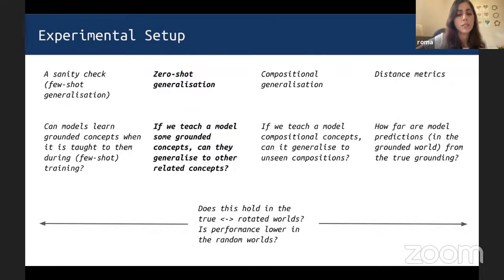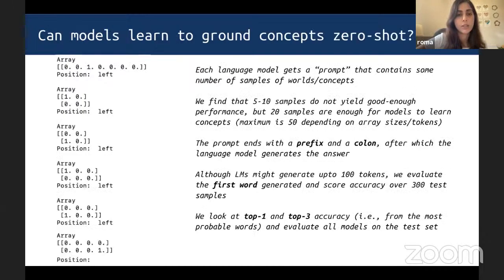The second thing, which is more interesting, is zero-shot generalization, which is here, if we teach a model some grounded concepts, for example, don't ever show it what it means to be right, but show it what it means to be left. Can models do this? So for example, as we see on the left here, we give models arrays that contain only positions of ones that were on the left side. And then finally, at test time, as you see in the bottommost array, the 1 is now on the right side. And what we want to see is if the model has truly grounded what it meant to be left, and now it can know what it means to be right.